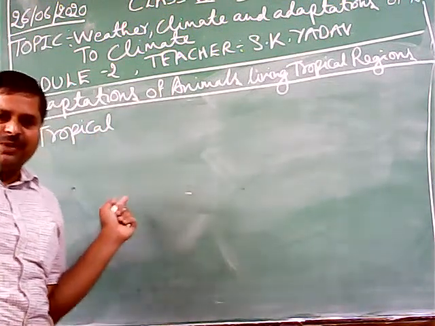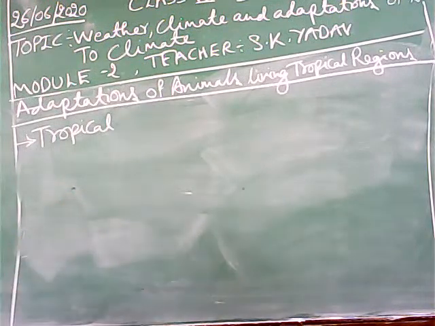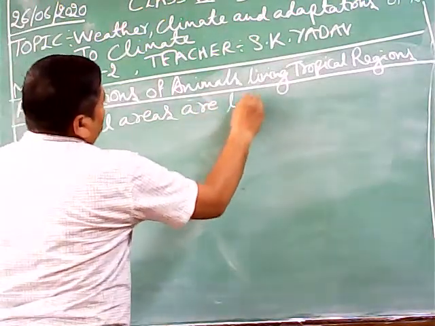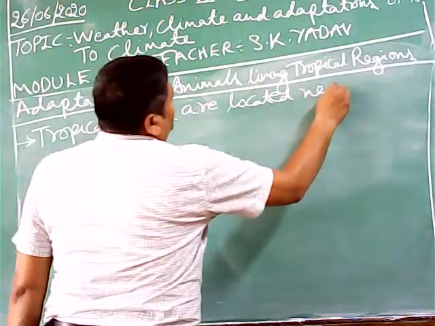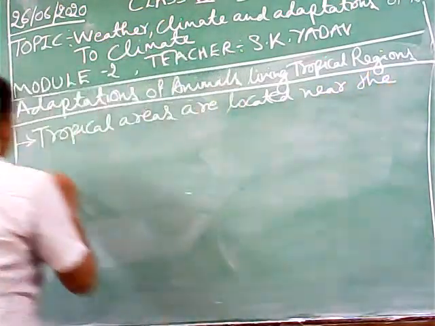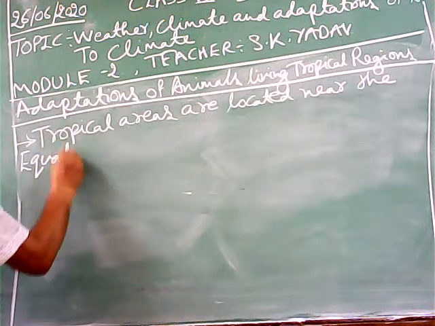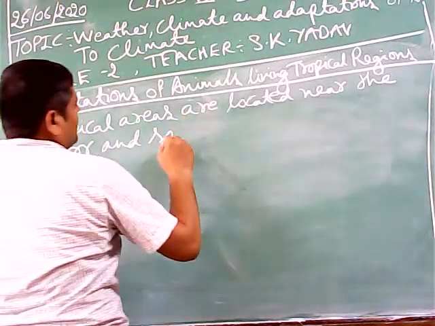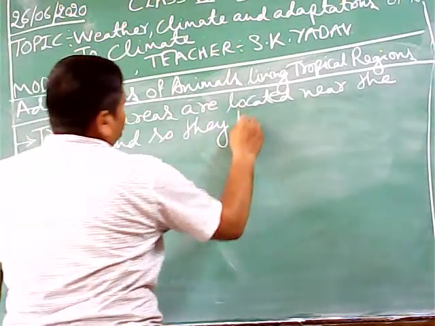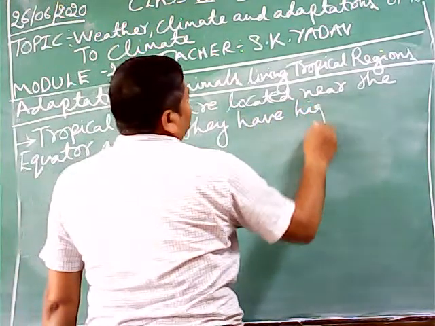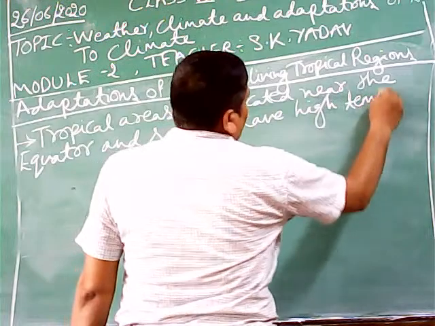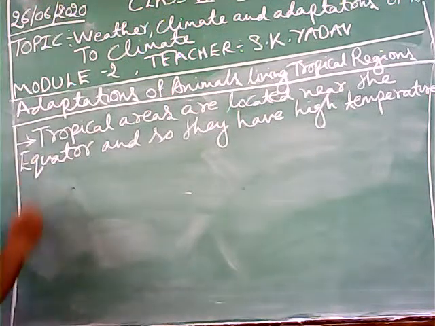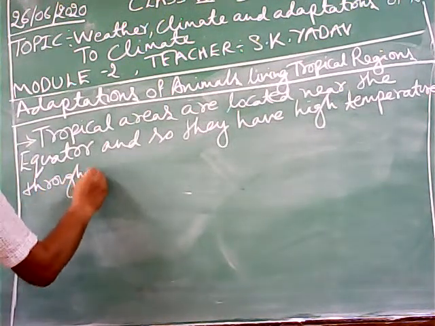Children, you note along with me. Whatever I am writing on the board, please note it down. Tropical areas are located near the equator, and so they have high temperature throughout the year.